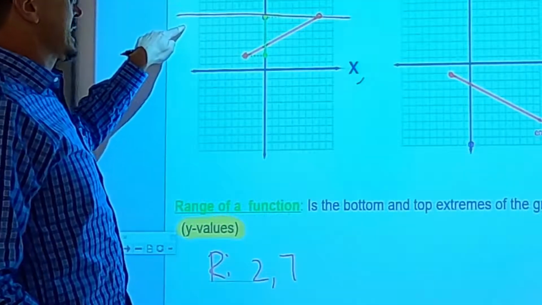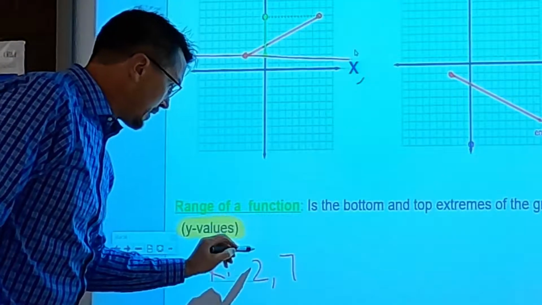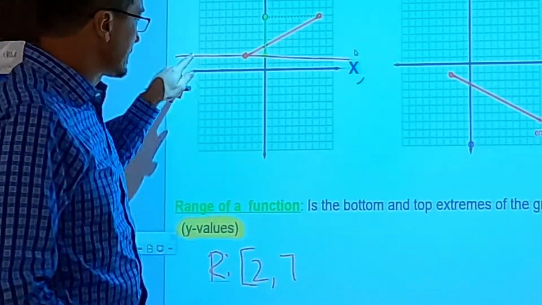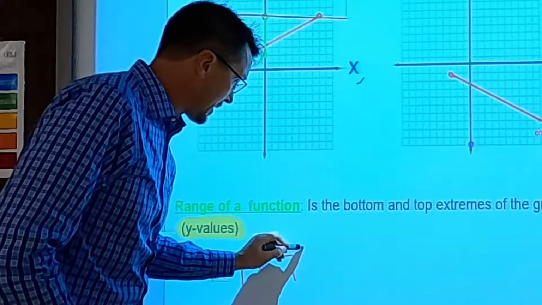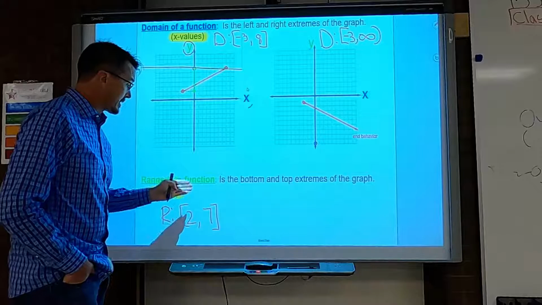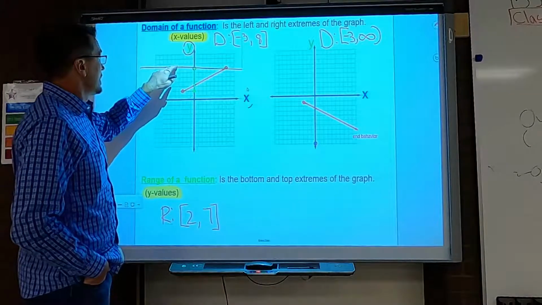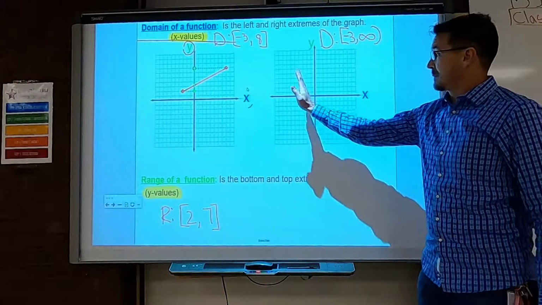Then I always go back and ask myself, just like I did with inequalities, is this included? Well, it's a filled-in circle, so it's included. If it was an open circle, I would say parentheses. And then when I go back up, that one's a filled-in circle as well, so that gets a bracket as well. So the range is from 2 to 7. The domain is from -3 to 8. That's the first one. Now on the second one, again, we're no longer talking about from left to right.